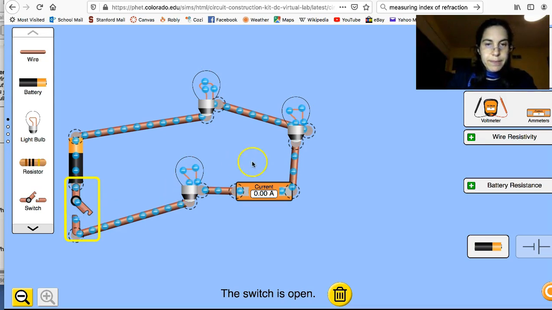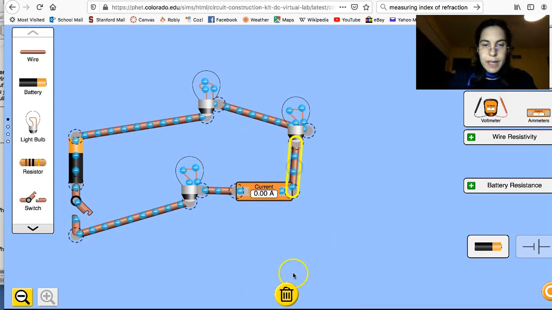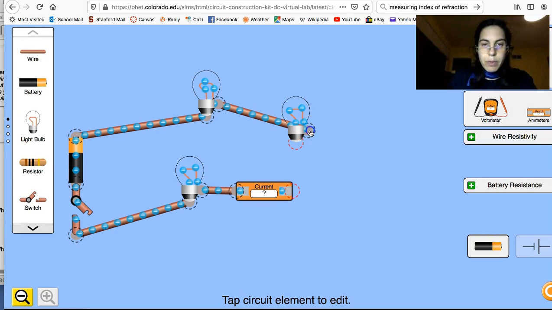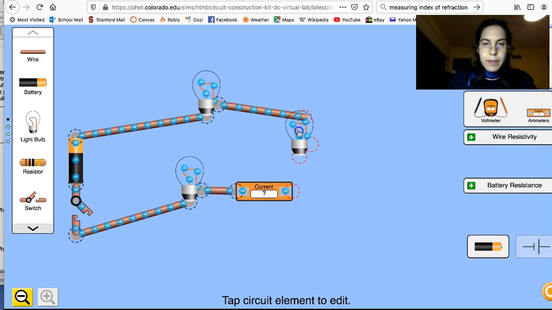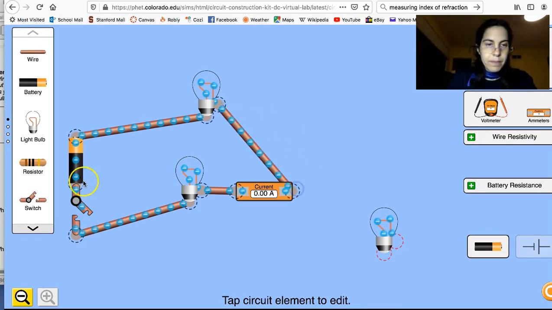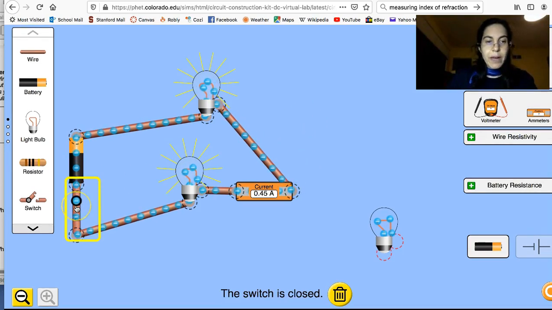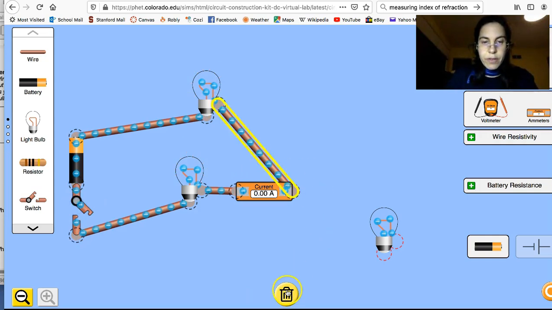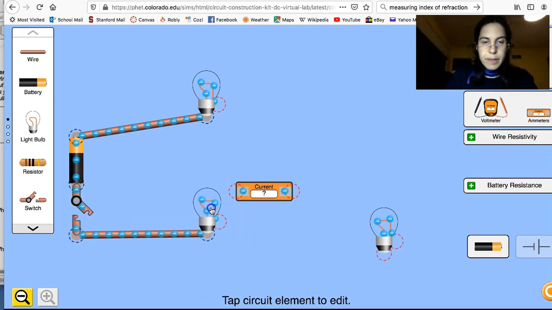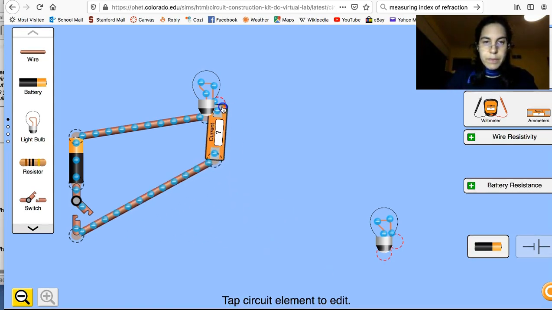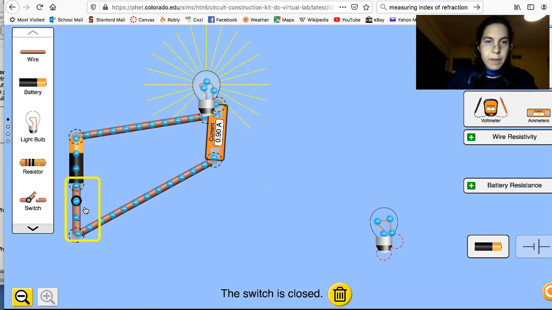.3 amps. If we take out the third light bulb, .45 amps, and if we even take out the second light bulb, .9 amps.